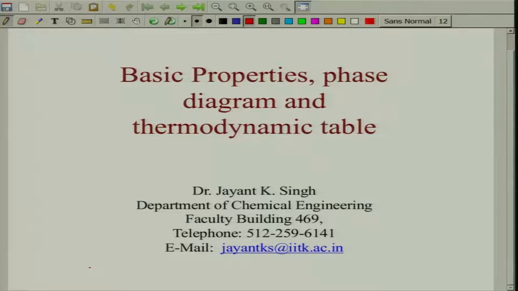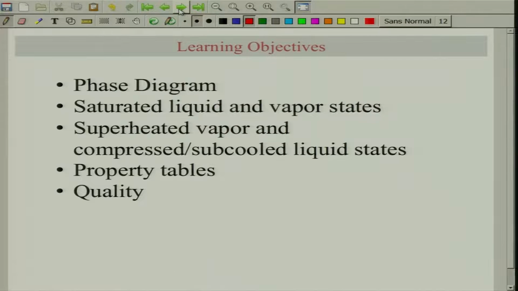Welcome back. In today's lecture, we are going to talk about basic properties, phase diagram and thermodynamic tables. This is just to make sure that those who have not gone through the earlier engineering thermodynamics course can get an exposure to fundamental aspects of the properties and how to extract those from the tables for solving problems.